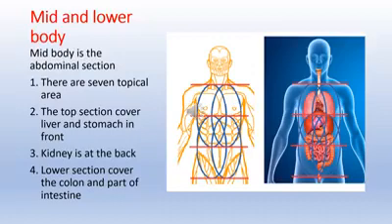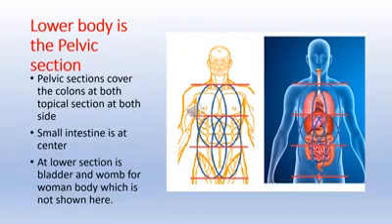So we nickname them the eyes, as they look like eyes on the four ellipses. The top section covers the liver and stomach in the front, and the kidney at the back. Then the lower section covers the colon and part of the intestine. In the pelvic section, you can see that the colon is at the side, and the small intestine is at the center. At the lower section there are also the bladder and the womb for the woman, but it is not shown here. You can get it easily from any anatomy picture.